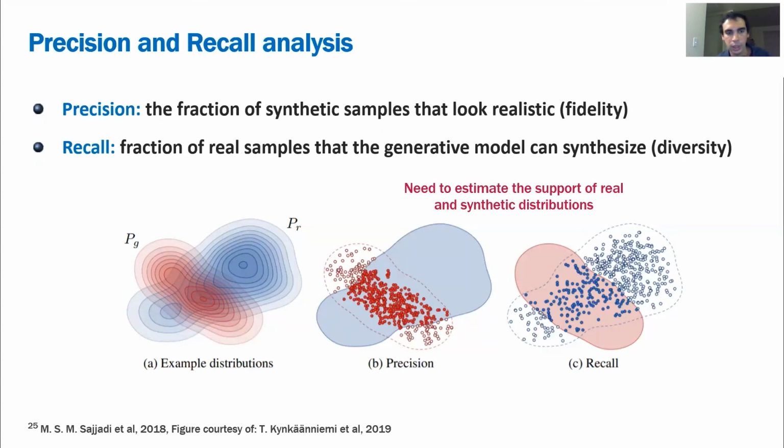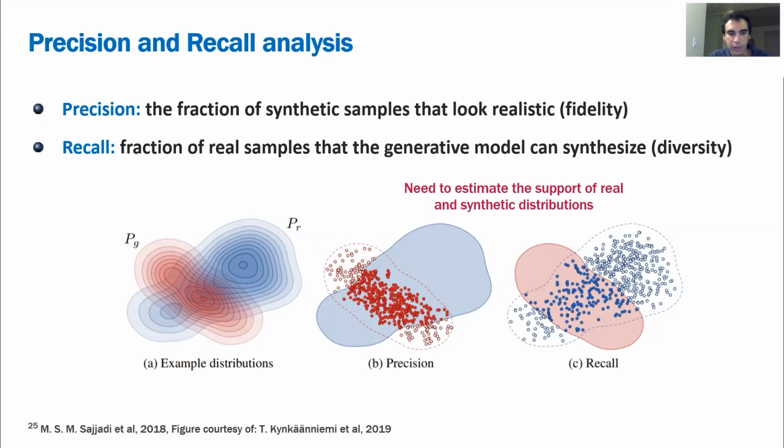So people have proposed different metrics for generative models that satisfy these criteria, precision and recall being the most prevalent ones. So precision is really a measure of the fraction of synthetic samples that look realistic. That's really the definition of fidelity. And recall is the fraction of real samples that the generative model can synthesize. And of course, we know precision and recall from classification analysis, but here they have a different meaning. They are really measures that compare the supports of the real and synthetic distributions.